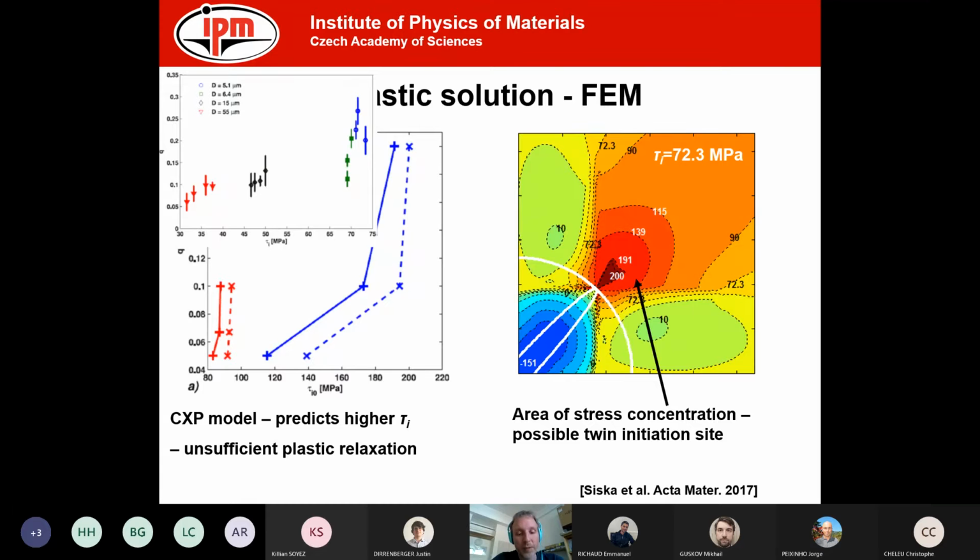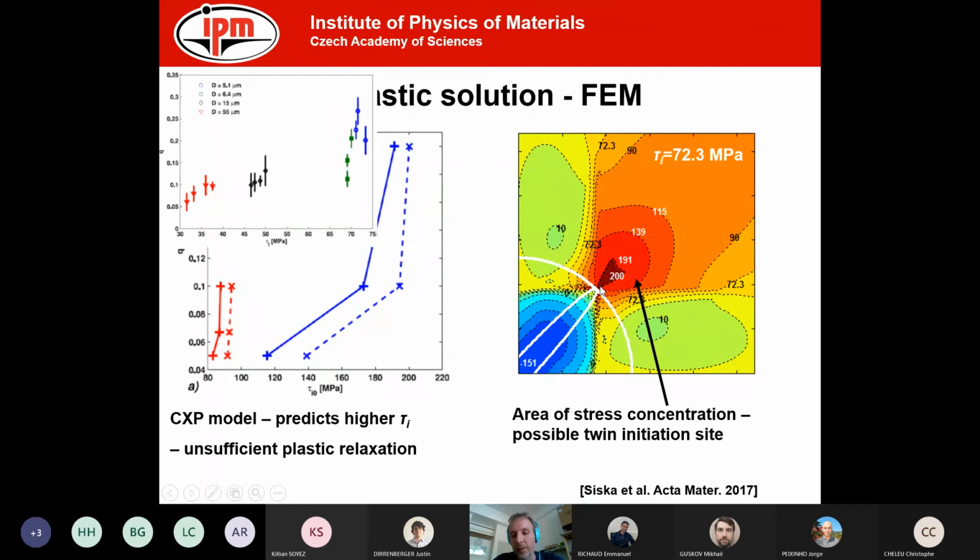So what could be the other phenomena? Well, we now concentrate on the stress concentrations ahead of the twin. So here we have quite high stresses that are positive, and probably this could be a very good site for potential twin initiation.